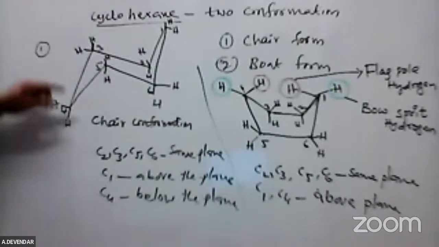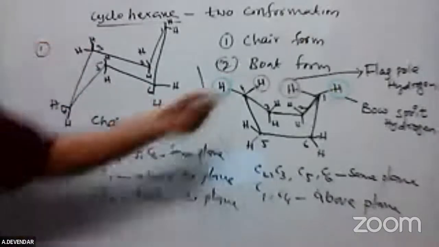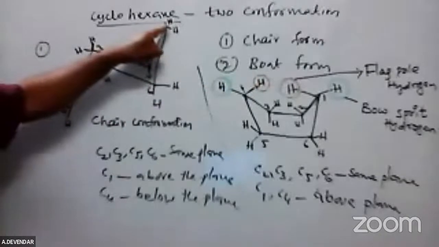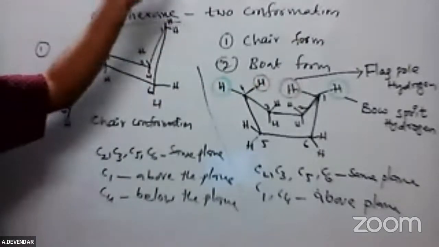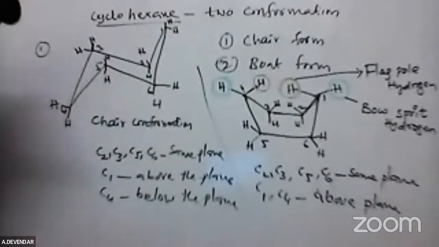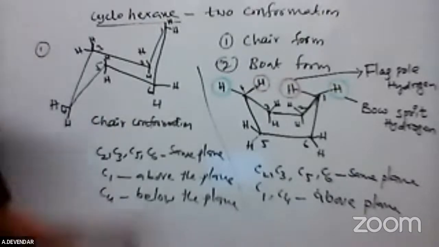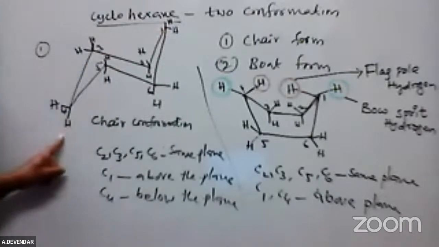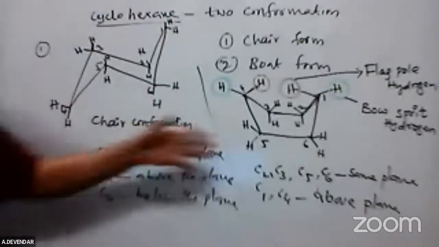Okay, you observe, there is no repulsion here, because these hydrogens, the C1 hydrogen and the C4 hydrogen, are very far apart. This is the chair form, with an upper leg and a lower leg. This is the upper one, this is the lower one. So there is no meaning of repulsion.